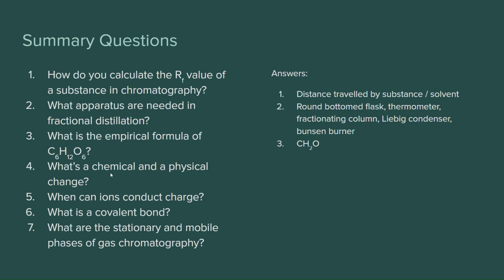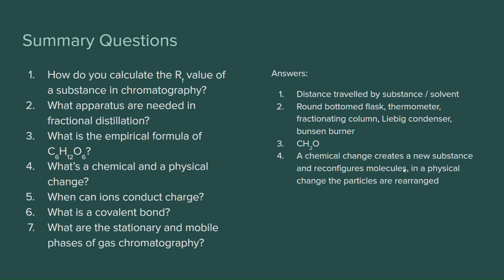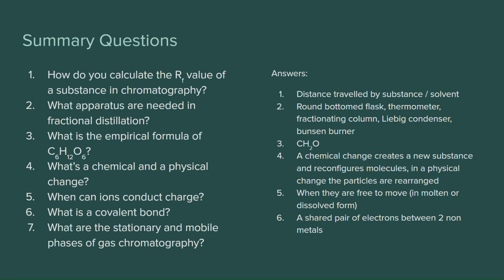CH2O. What's the chemical and physical change? I didn't actually go over that. A chemical change creates a new substance and reconfigures the molecules, and in a physical change, the particles are just rearranged. When can ions conduct charge? They can conduct charge when they're free to move, so when they're in liquid form or when they're dissolved in water, for example. What is a covalent bond? A covalent bond is a shared pair of electrons between two nonmetals. And what are the stationary and mobile phases of gas chromatography? The stationary phase is silica powder, and the mobile phase is an inert carrier gas, like nitrogen.